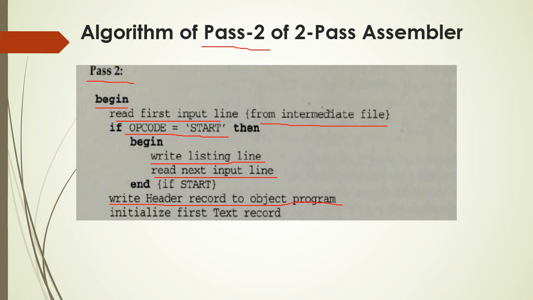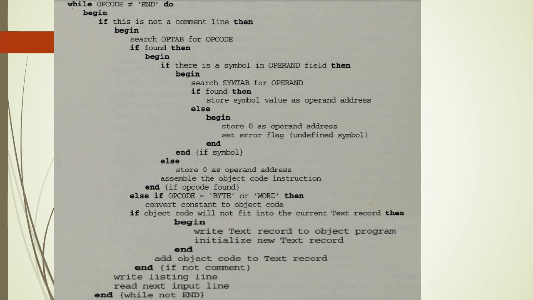Then after writing a header record, it will initialize the first text record. Actual object codes are going to be written into the text record of the object program. So it will initialize the first text record. After initializing the first text record, it will check opcode is not equal to end. That means till the end of the program. So if this is not a comment line, which lines are considered as a comment line? The line that starts with a dot will be considered as a comment line.